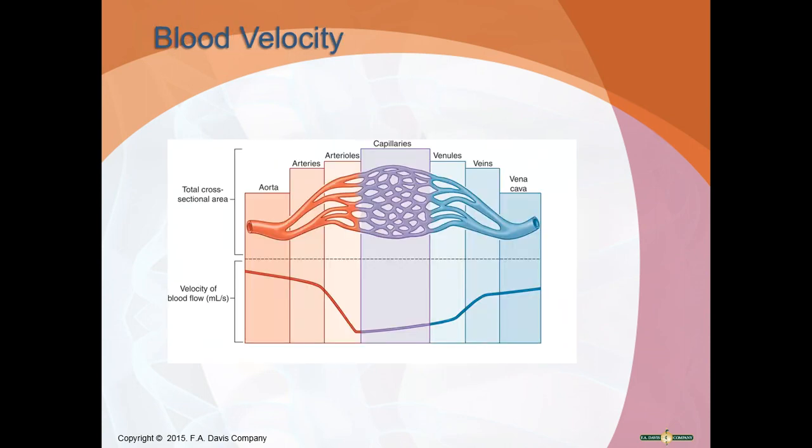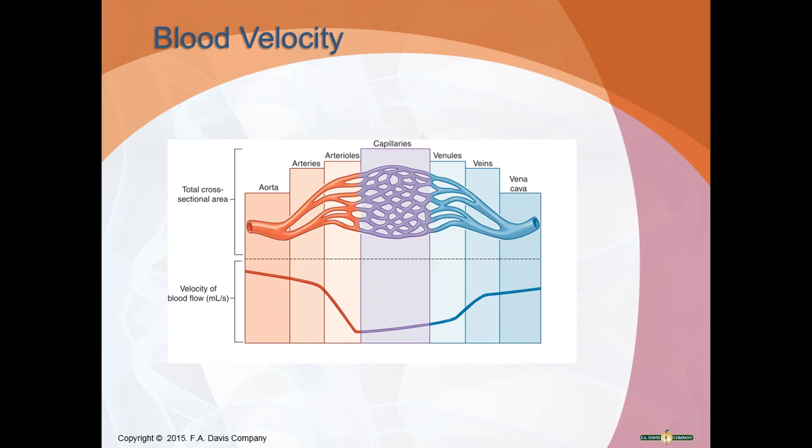So blood velocity. Flow is fastest in the aorta. It's a large vessel and it's close to the left ventricle. By the time the blood reaches the capillaries, it's slowed considerably because capillaries are far removed from the left ventricle. Friction along the way has slowed the flow.